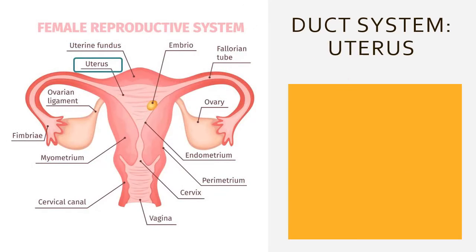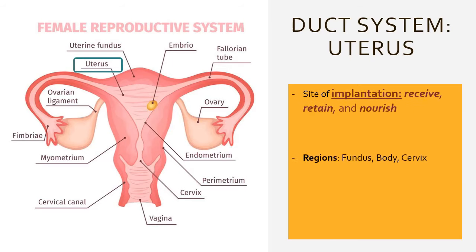Located in the pelvis between the urinary bladder and the rectum is a hollow organ that receives, retains, and nourishes a fertilized egg. This organ is called the uterus. If the fallopian tube is the site of fertilization, then the uterus would be the site of implantation. The uterus is divided into 3 regions: the fundus, the body, and the cervix.